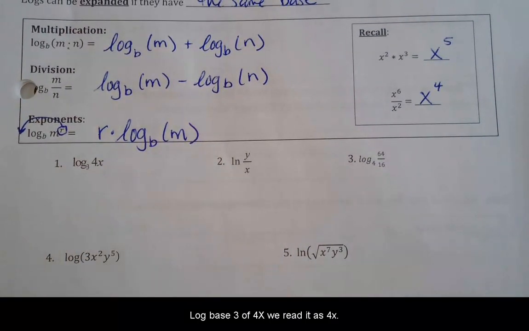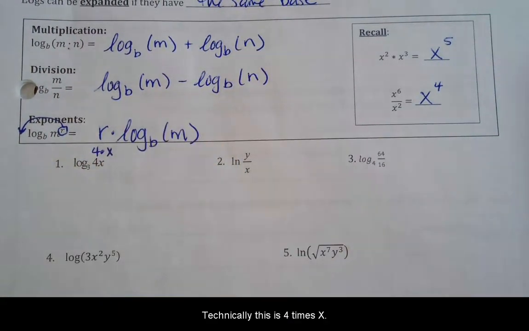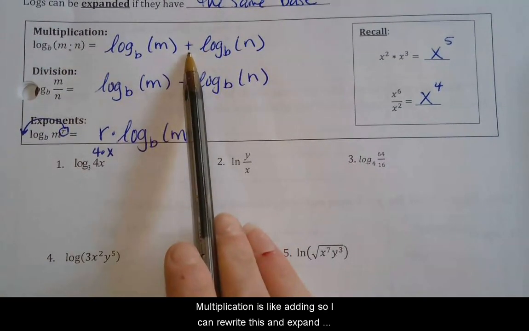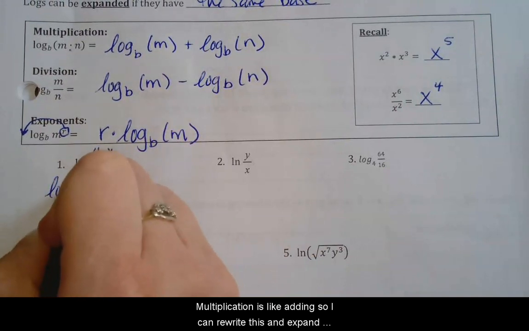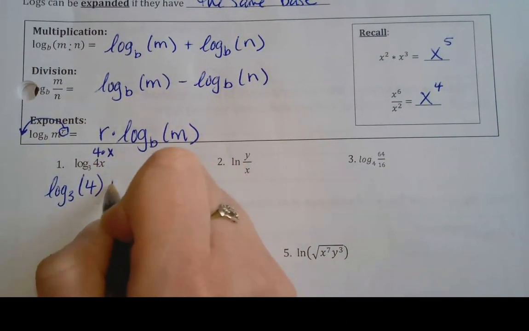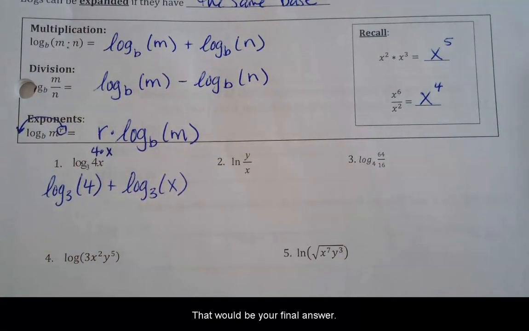Log base 3 of 4x. We read it as 4x, but technically this is 4 times x. So multiplication is like adding. So I can rewrite this and expand the log to be log base 3 of 4 plus log base 3 of x. And that would be your final answer.